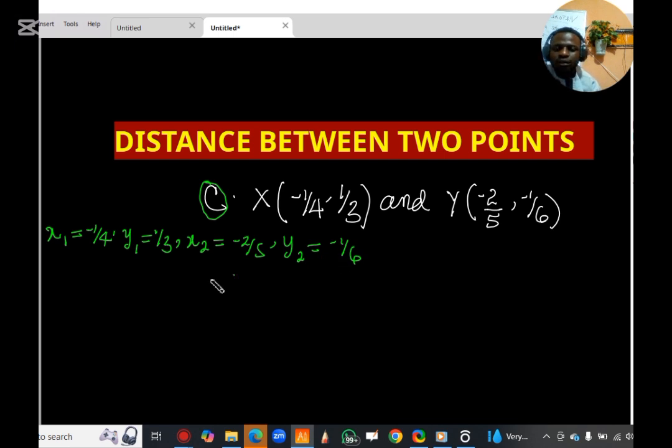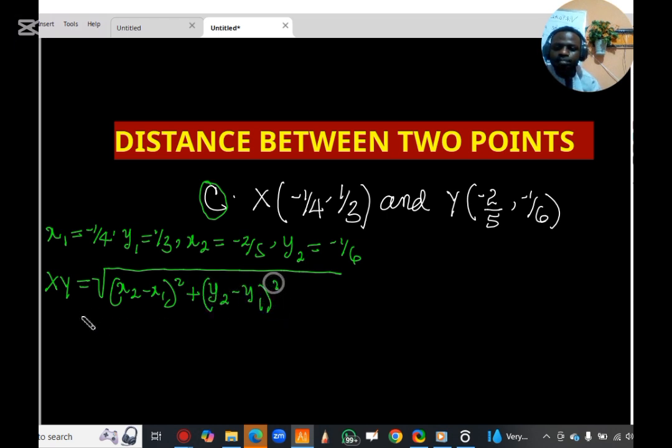So that, of course, our formula remains that xy equals the square root of x2 minus x1 all squared plus y2 minus y1 all squared. So let's put in the values now.